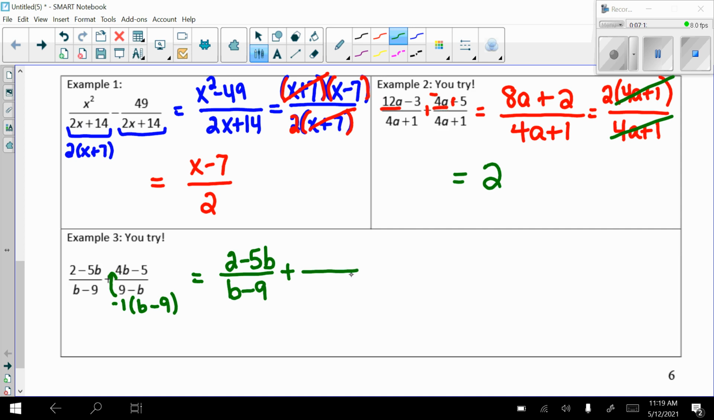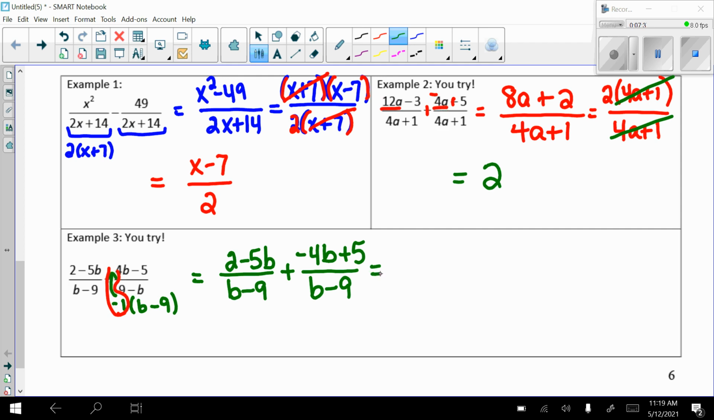Plus, now I'm going to put the negative with the 4b, which makes it negative 4b, and negative with the minus 5, which makes that plus 5. Now that I have removed it from the denominator and put it in the numerator, I'm just left with b minus 9.